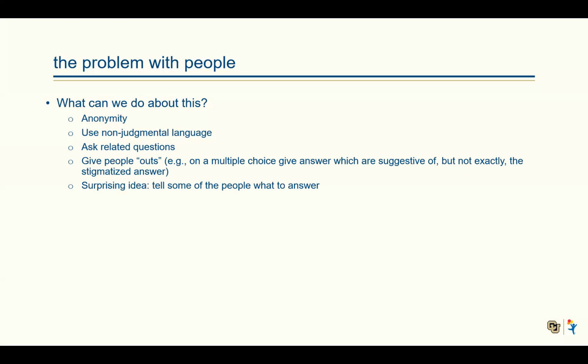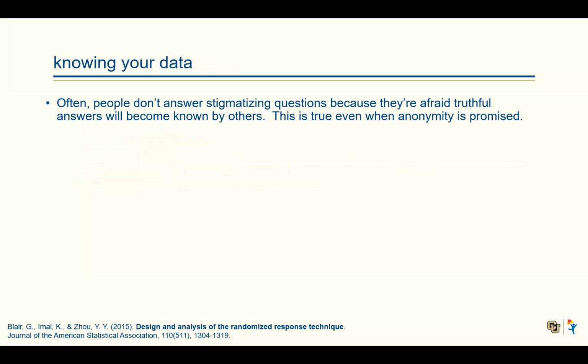For the rest of the talk, I'm going to tell you about another approach, which is really interesting. It's called randomized response, and here's a citation for it. It's really nice. There's some math in this paper, but there's also some really nice history and other good references there. And this is where you actually tell people what to answer. This is a little bit surprising.